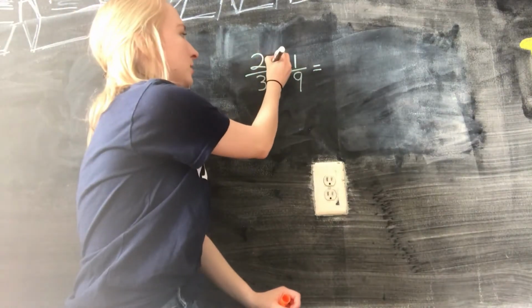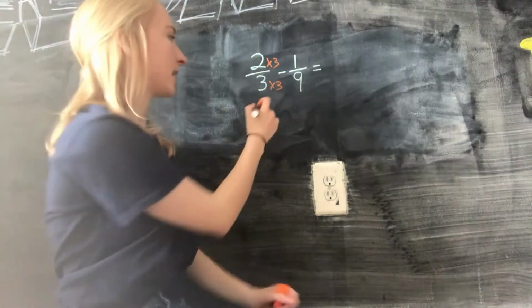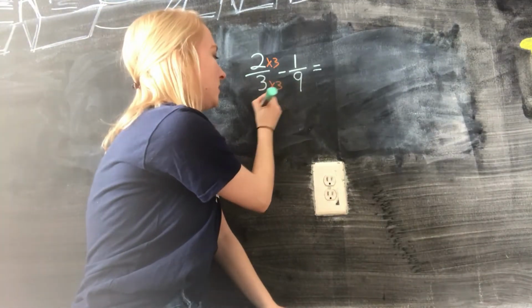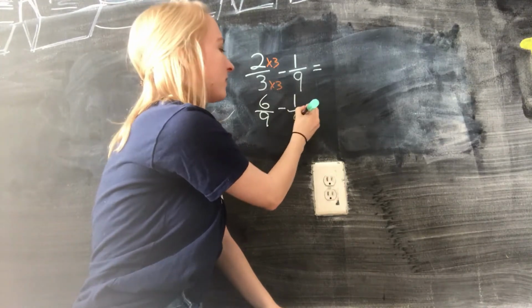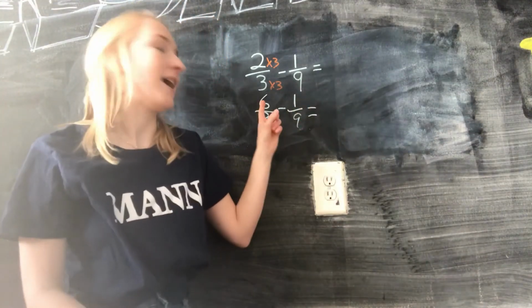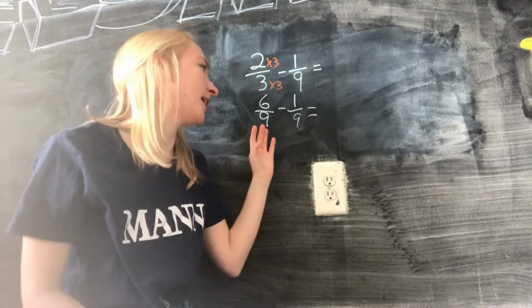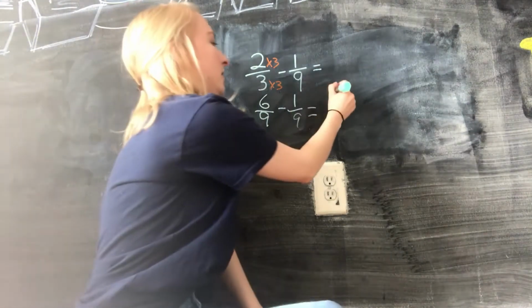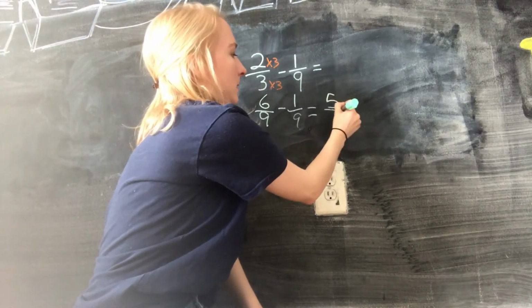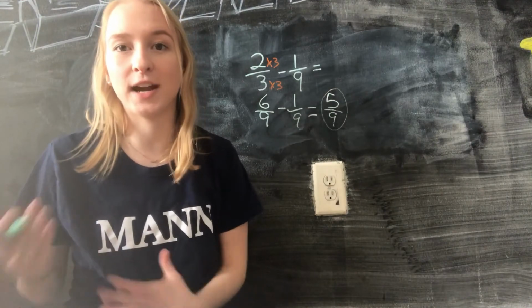So if you do 2 times 3 and 3 times 3, that gives us 6/9 minus 1/9. And then we could easily just do 6 minus 1 gives us 5 and carry over our common denominator, or our unit, of 9. And then that would give us our final answer of 5/9.